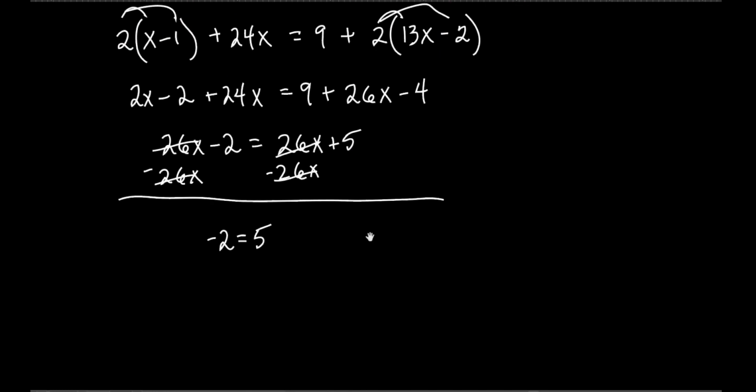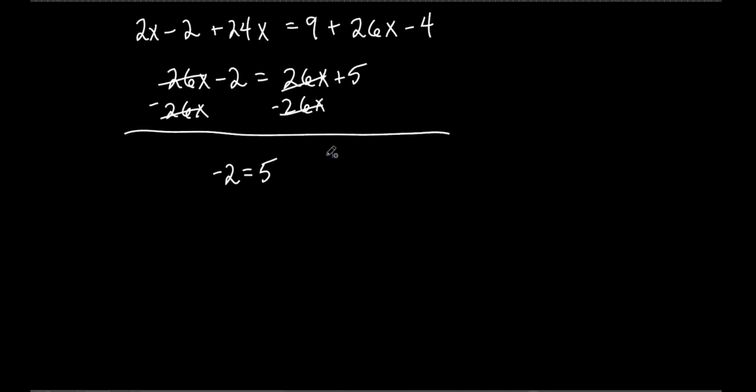So what we say, the book calls this a contradiction. It's not an identity. It's a contradiction. Do you see the contradiction? Negative 2 does not equal 5. That's your contradiction, right? They contradict each other. They're not equal to each other. Let's try this again. Okay, they do not equal each other. So what's your answer?